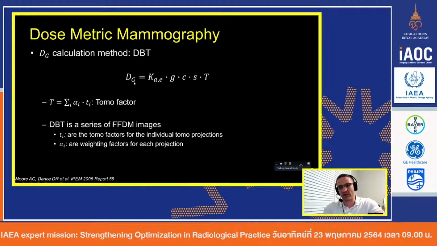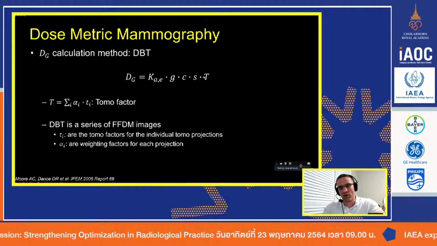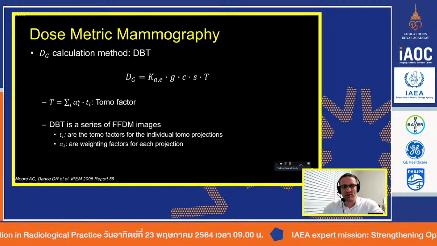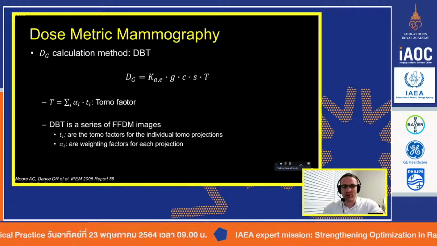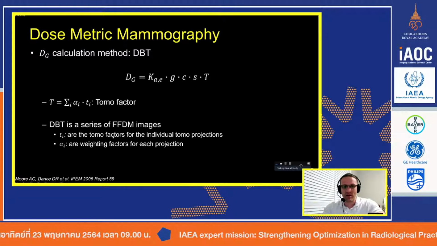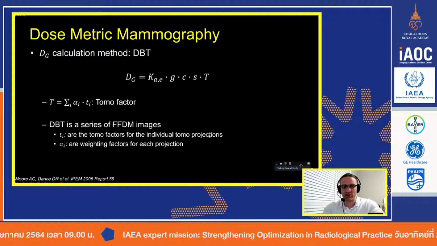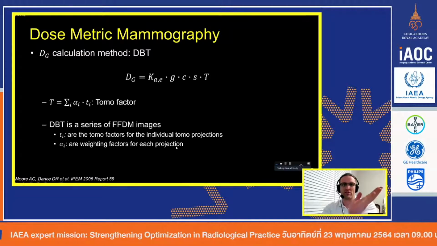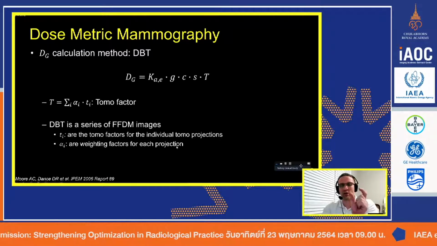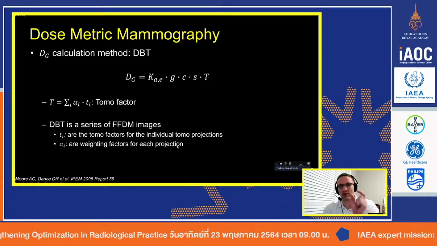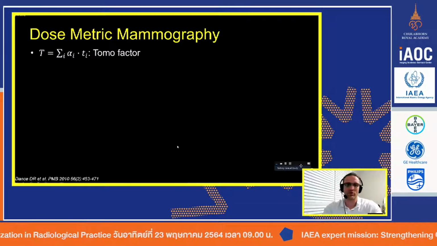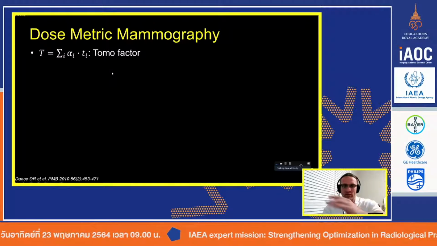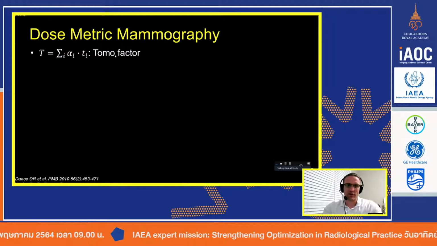In the Dance method, it's the exact same thing with one more term tacked onto the end. T, capital T, is called the tomo factor. And the tomo factor takes into account the individual tomo projections and weighting factors for each projection. Obviously, certain projections are going to incorporate only a certain amount or density or thickness of the breast, whereas others will have different. So we have to take into account the sweep effect. So let's look at the tomo factor.